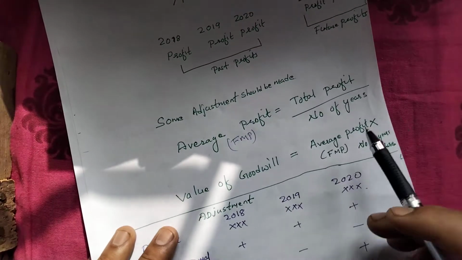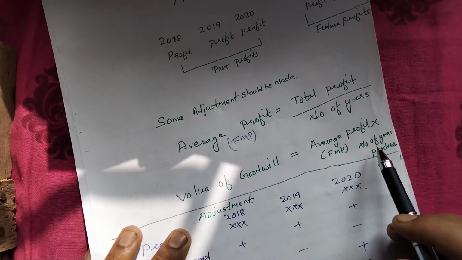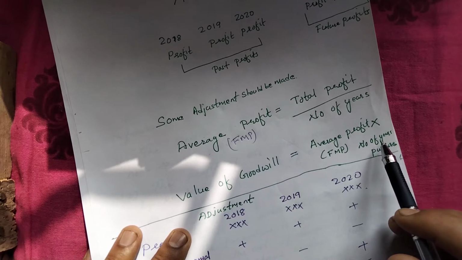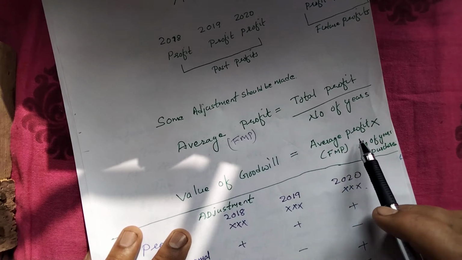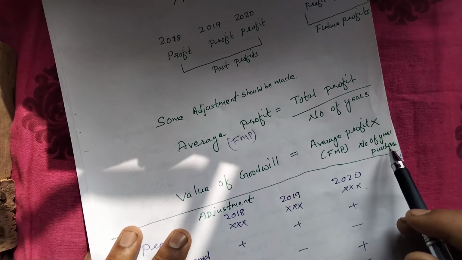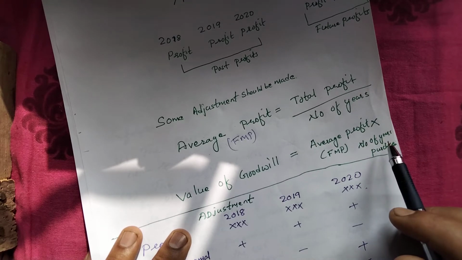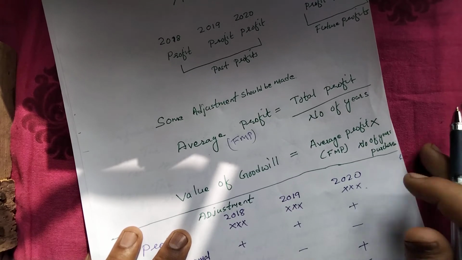Okay, suppose they have decided according to the agreement that it will give the same kind of profit for 3 years in future, then you have to just multiply this average profit by the number of years purchase. Suppose 3 years or 4 years according to the question, it will be given in your question, right?